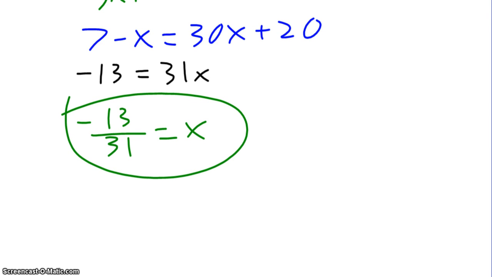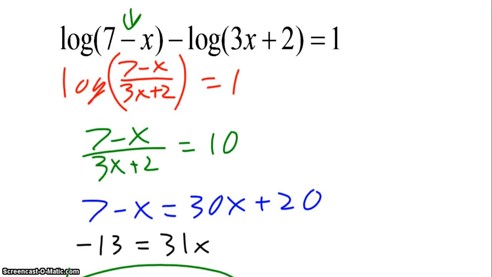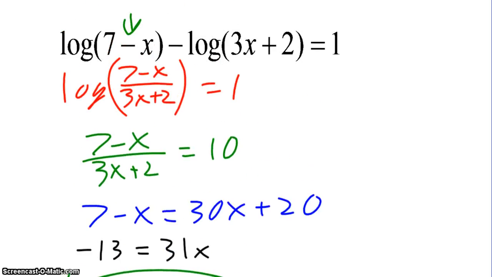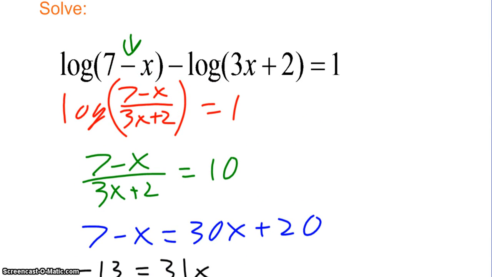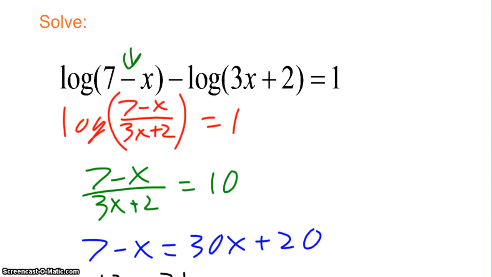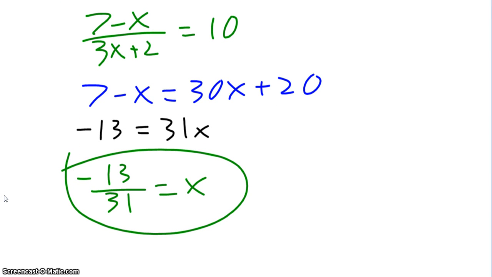Now we do have to check for extraneous solutions, so I need to make sure if I plug that back into the original equation, am I taking the log of a negative? And in the first term here, because it's subtraction, that's going to actually make the log positive because it'll have 7 plus 13 over 31. And then in the second term, 3 times negative 13 over 31 is still greater than negative 2, so that will still be positive. So that's the end of the extra practice.